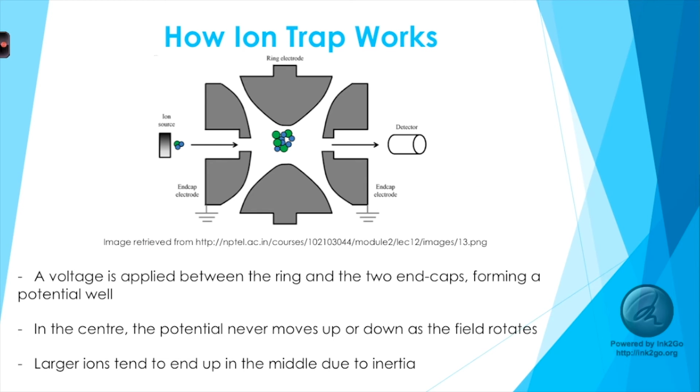So, how does the ion trap work? The application of voltage to both the ring and the end caps leads to the formation of a potential well. The most stable point in this diagram is in the center of the well, where the potential will never move up or down as the field rotates. The larger ions tend to end up in the middle of the well due to their large inertia. Similarly, the smaller ions will orbit around in circles.